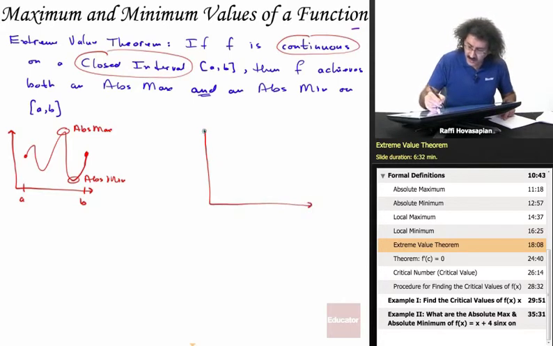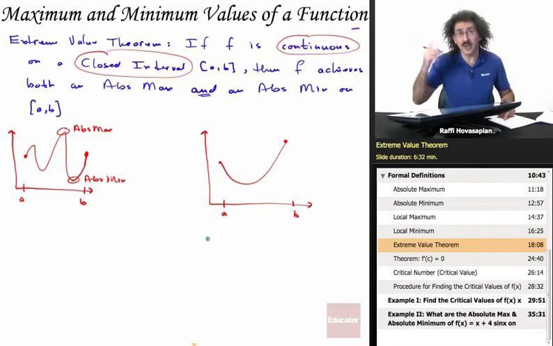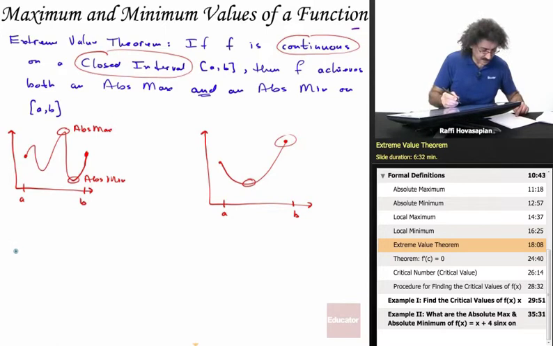Okay, let's look at another graph. Okay, this is A, this is B, continuous function, closed interval. We have the absolute min, we have the absolute max on that closed interval, always.